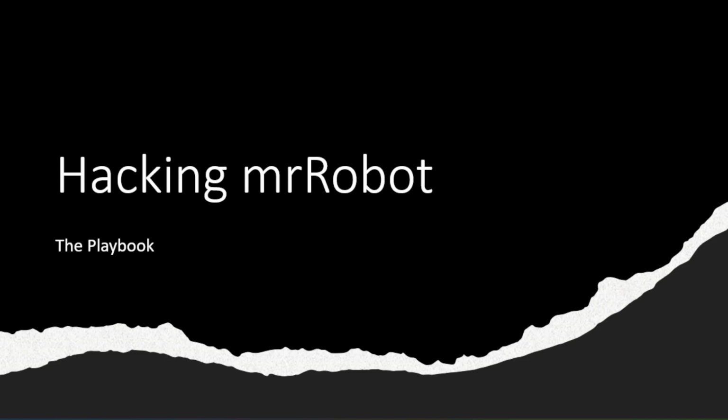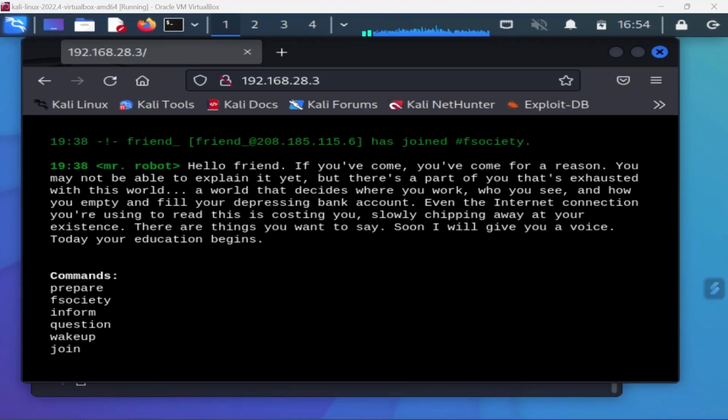Where we got up to last time was we found out that there was a web server running on this virtual machine. The actual IP address of the virtual machine on my system was 192.168.28.3. Once you visited that through a browser, you were presented with an animation basically replicating a Linux boot up. And we have this message on the screen, as you can see now.